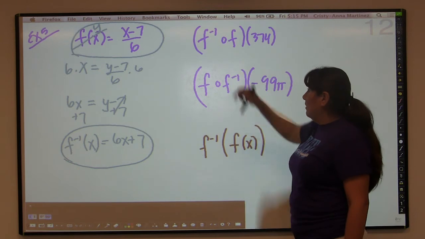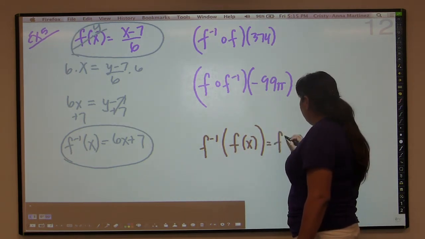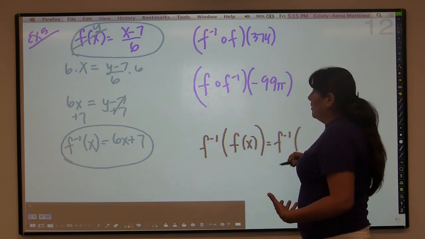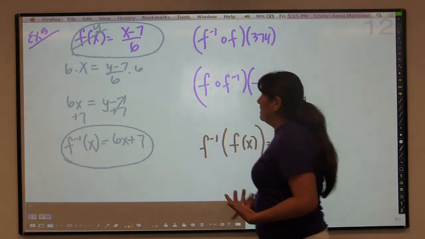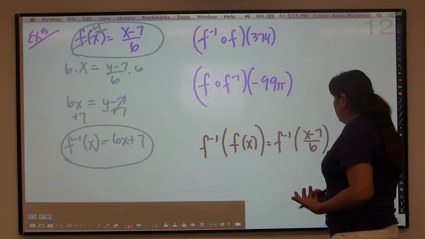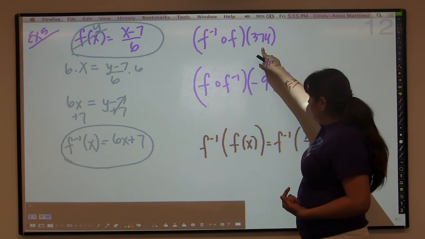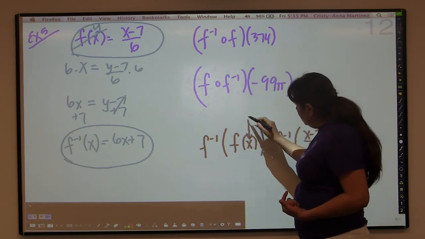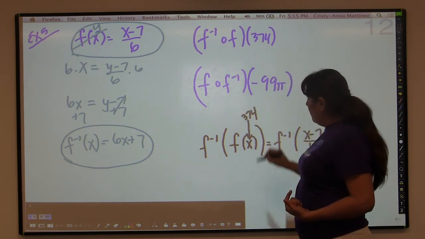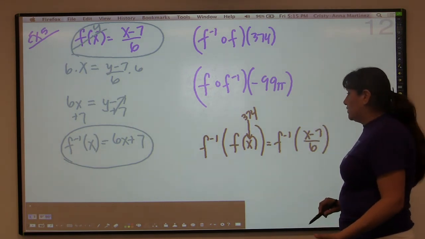I don't like that little notation, so I'm going to rewrite it this way, which is basically f inverse of f. What is the f function? x minus 7 over 6, right? Okay? And because the x value here is 374, we're going to put 374 in there. But this is actually supposed to be a lot easier than it actually sounds.